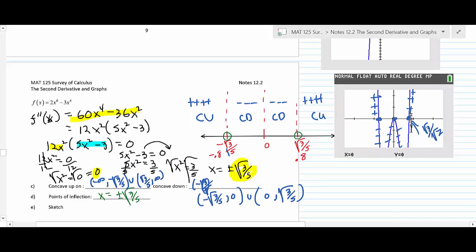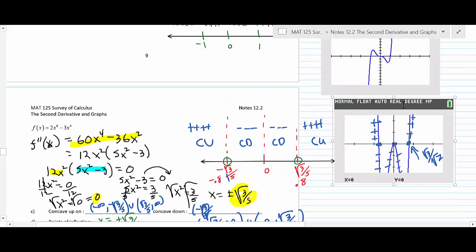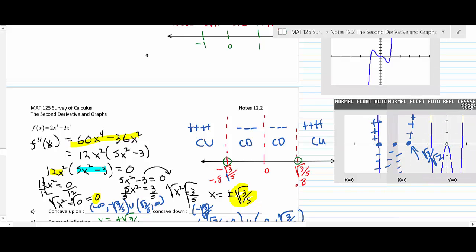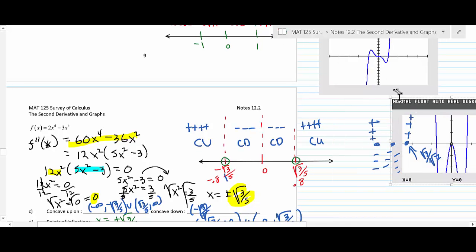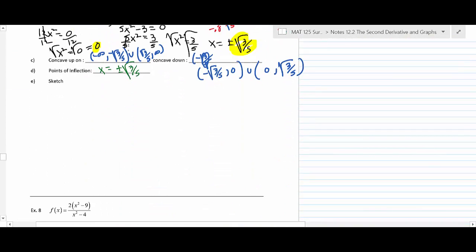Now, what we want to do from here is see if we can put together a graph without the calculator. I don't want you to get too reliant on the calculator. The calculator is a great tool and a great learning tool, but let's see if we can put this whole thing together without it. That's the goal here, and then we can use the calculator to check.